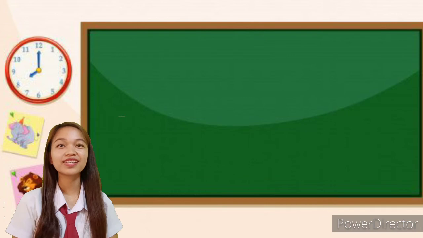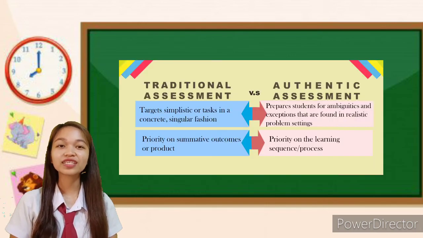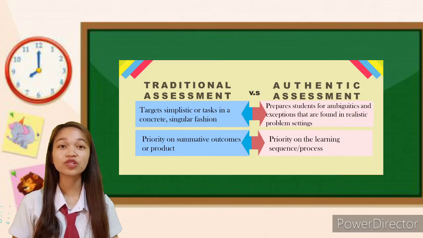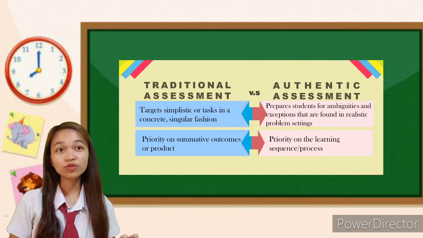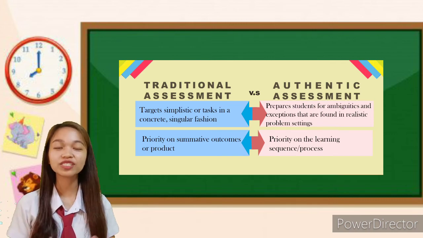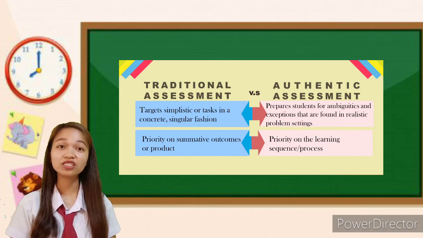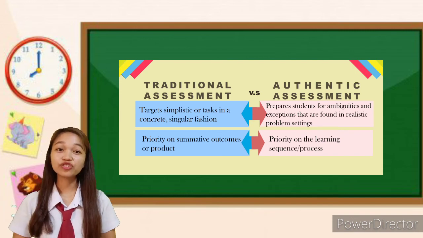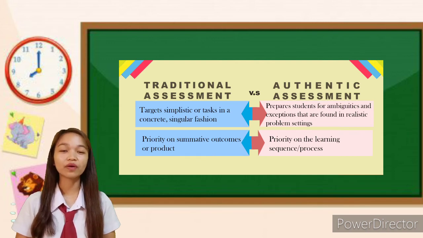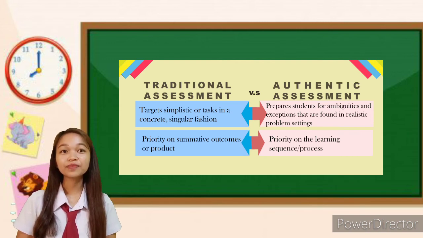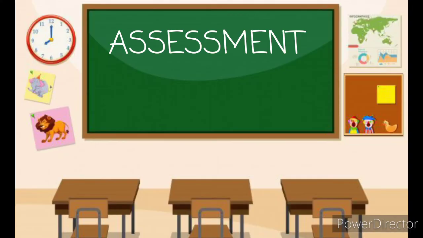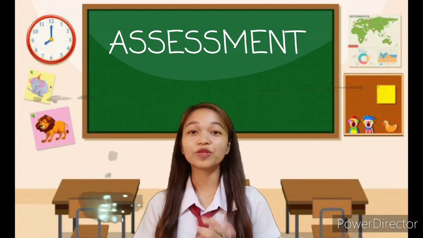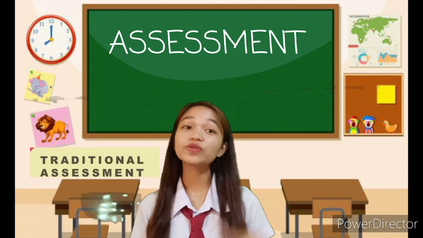So the next one is traditional assessment targets simplistic tasks in a concrete singular fashion, while the authentic assessment prepares students for ambiguities and exceptions that are found in realistic problem settings. See, those are the differences. So traditional assessment gives priority to summative outcomes or products, while in authentic assessment the priority is the learning sequence or process. Those are the differences between traditional assessment and authentic assessment.